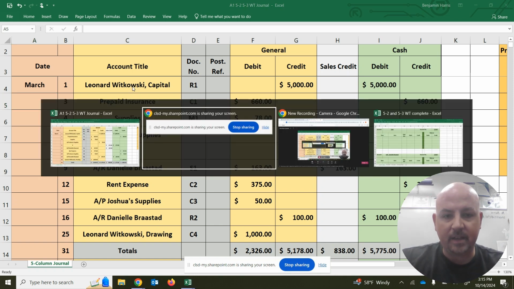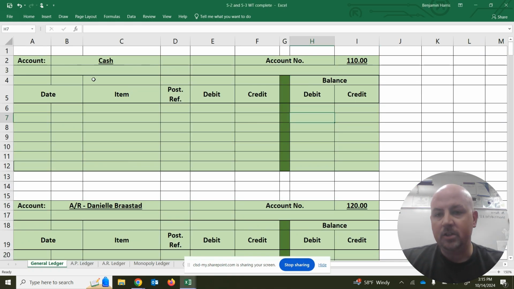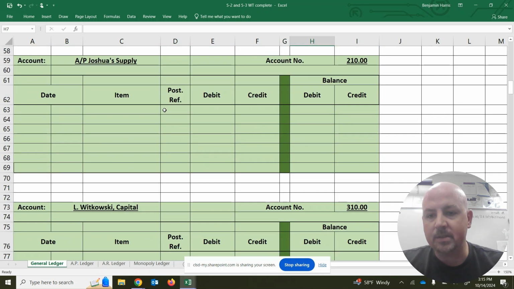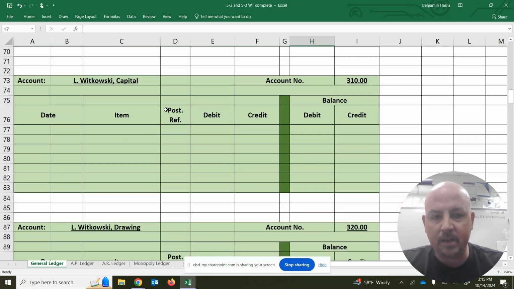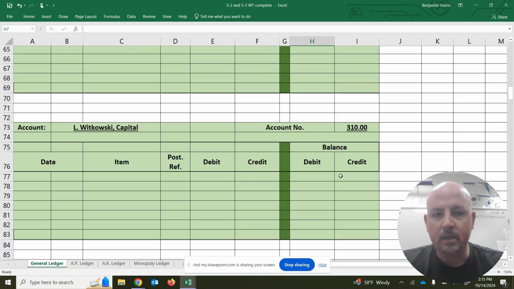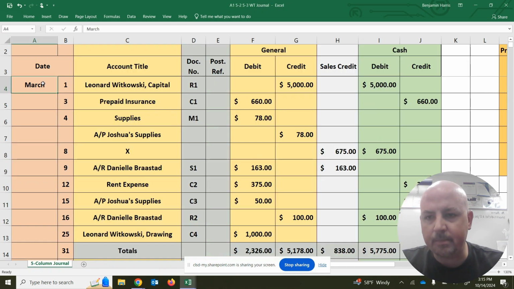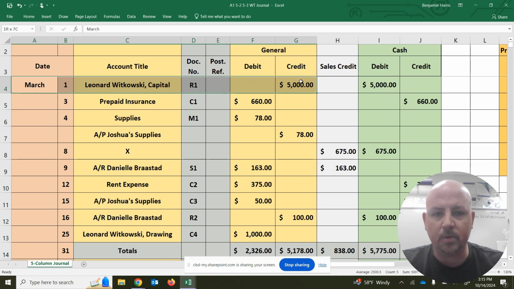You'll also notice that I have a general ledger that's ready to go here on the ledger file. The green ones are the ones that we're going to use, and each one of the accounts is already in there with an account number. So let's get right into it. We'll start off here with March 1st. We'll go in chronological order here.